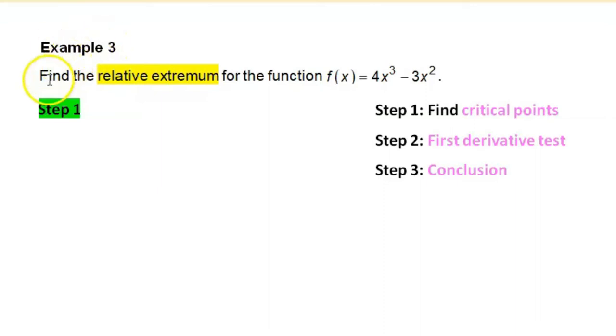Example 3. Find the relative extremum for the function f(x) equals 4x cubed minus 3x squared. Finding relative extremum involves the following 3 steps. As we are in the first step, we need to find the critical points. We will start doing this from the function f(x) given in the question.